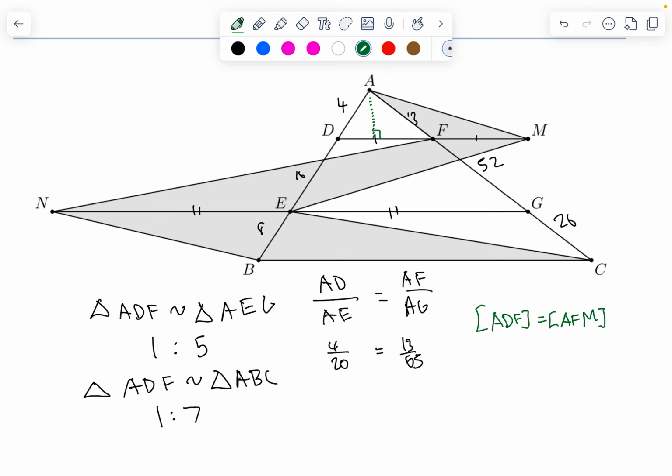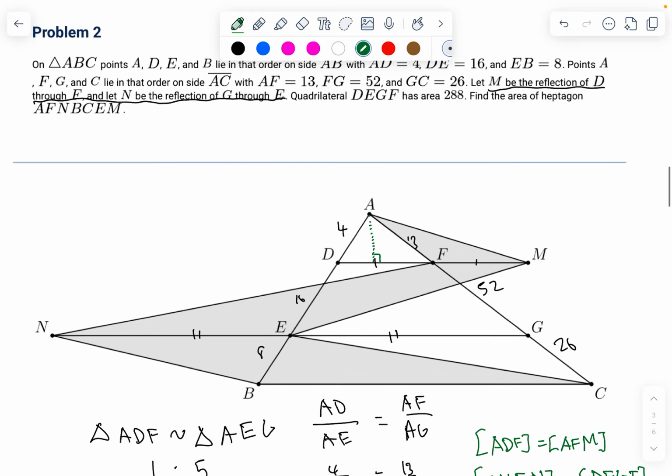By the same logic, and with these trapezoids, you can find that FMEN equals DFGE in area. And finally, you have NECB equals EGCB.